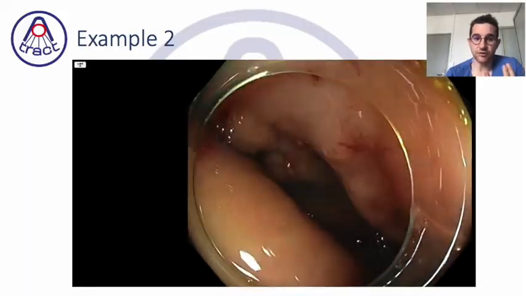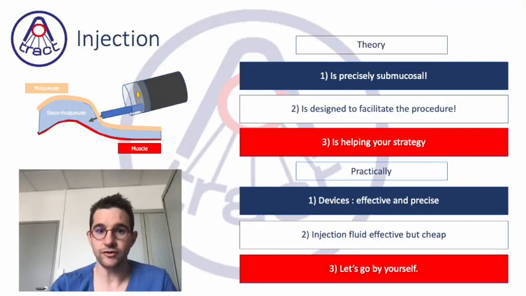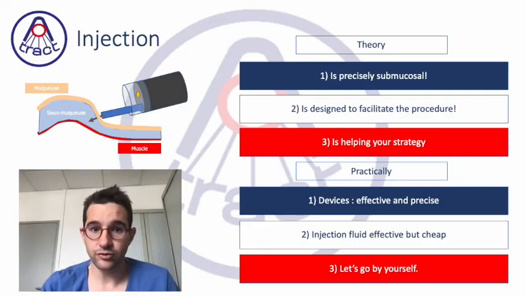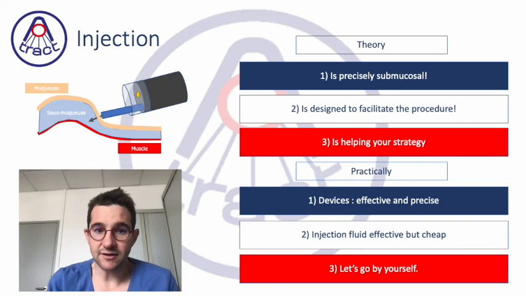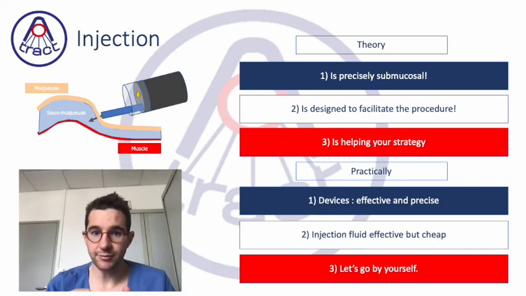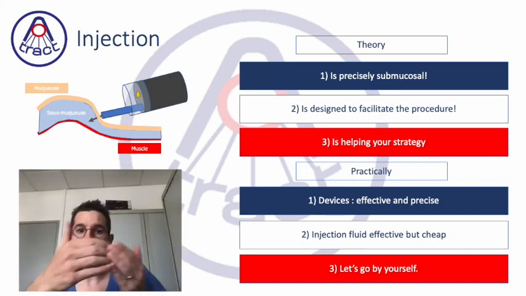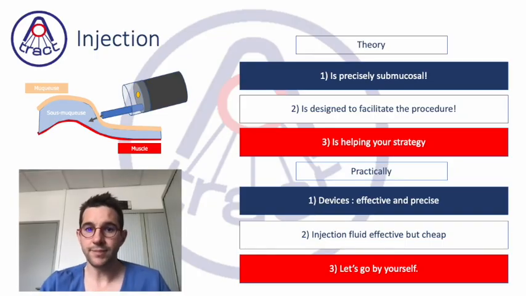You see it? The better point is probably when you inject so much that the mucosa comes to your cap. So at this point, you don't have to move. The mucosa is coming to you instead of you going to the mucosa in the difficult area. So in conclusion, your injection should be precisely submucosal, should be designed to facilitate the procedure by injecting the difficult area to make it come to you.